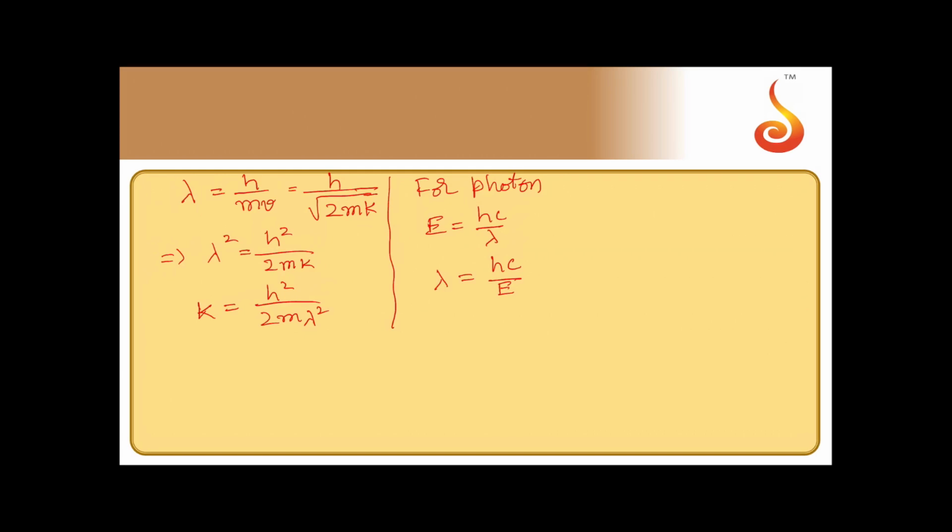Okay, so let us calculate the ratio of kinetic energy of the particle to energy of the photon. So k divided by E will give you h square by 2m lambda square into lambda by hc. So that will give you h divided by 2mc lambda.